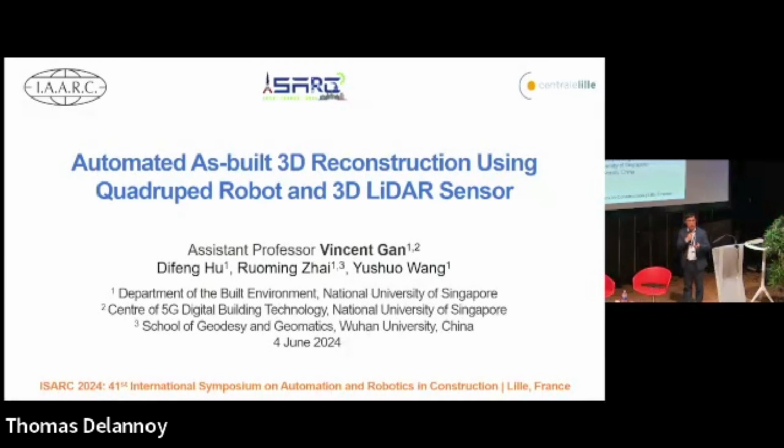I'm Vincent from National University of Singapore, leading a team of scholars at NUS working in the field of robotic scanning, scan-to-BIM, and computational optimization, using the digital twin to support building planning or urban-level planning. Today it is an honor to be here sharing our research on automated 3D reconstruction using a quadruped robot and a 3D LiDAR sensor. I'll present the background first, then the methodology, followed by our experimental results.